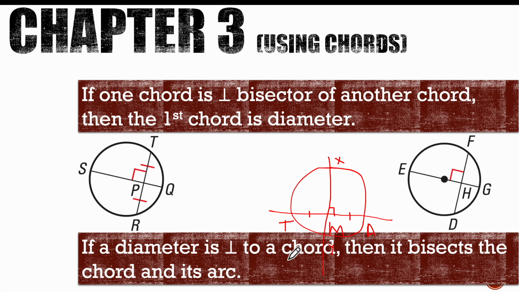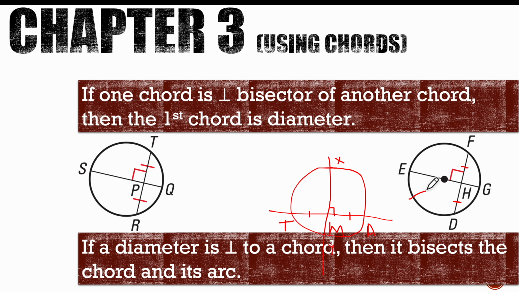If a diameter is perpendicular to the chord, it's a corollary of the same theorem. If a diameter is perpendicular, then this part would be equal to this part because it will be a bisector. If a diameter is dividing the line segment into two equal parts, then it is a bisector. If a diameter is perpendicular to the chord, then we can have another diameter.